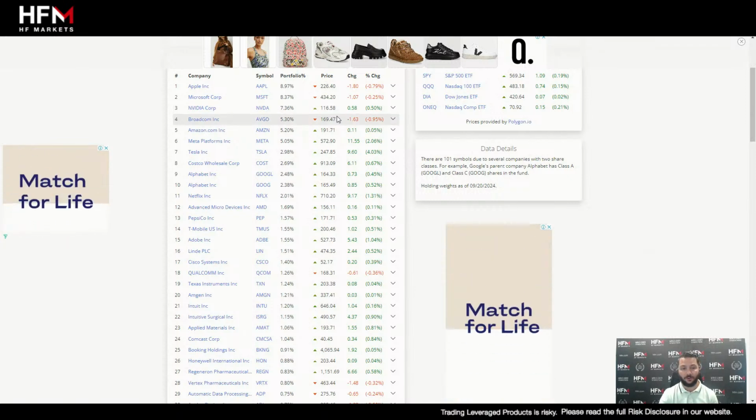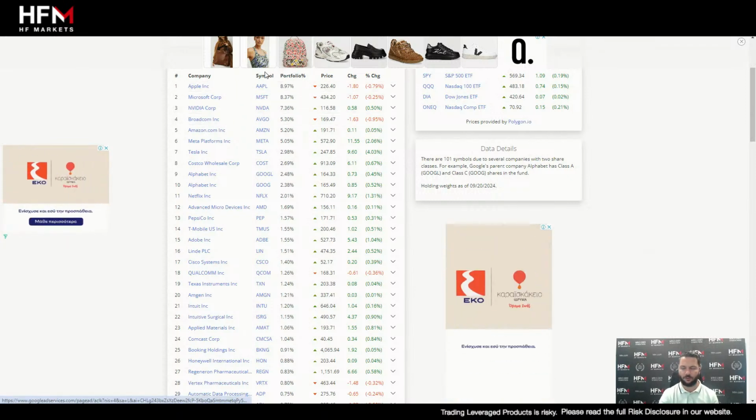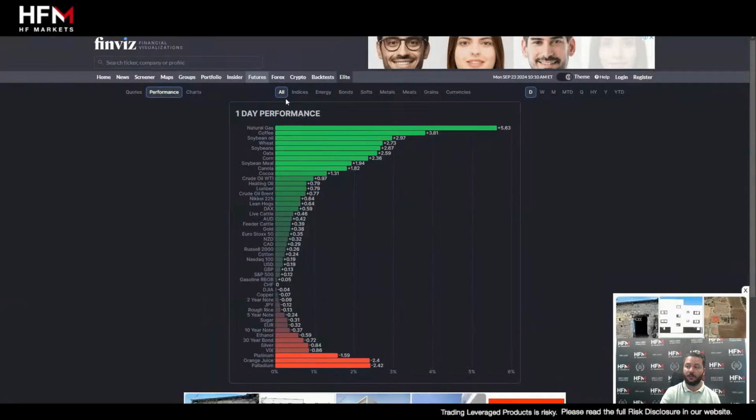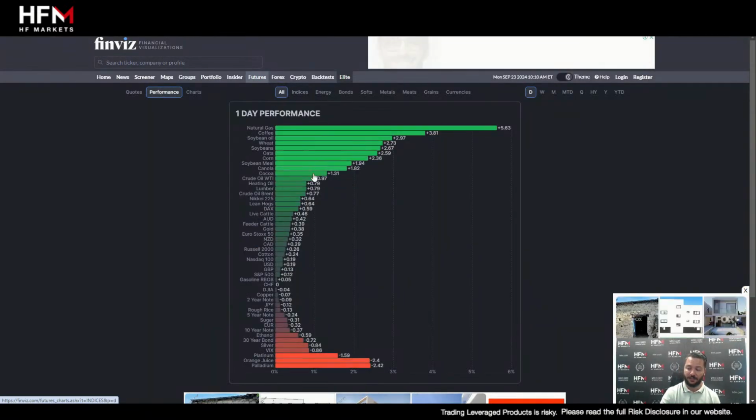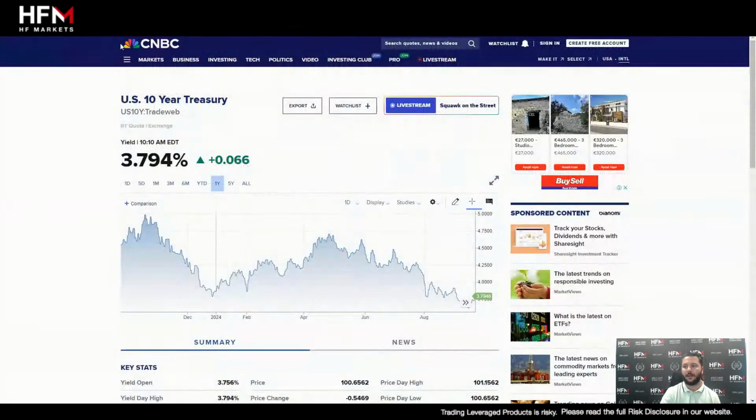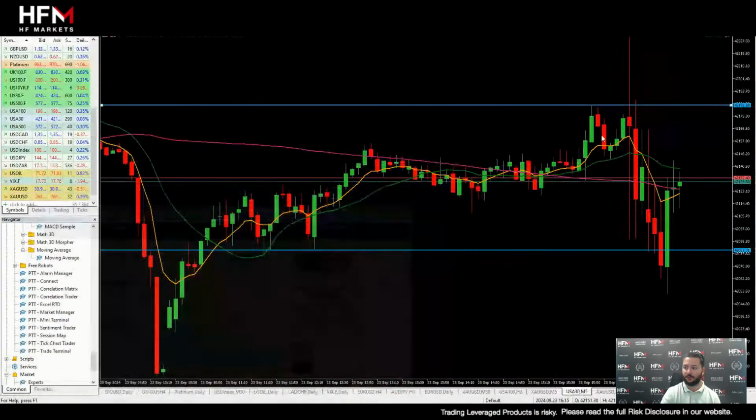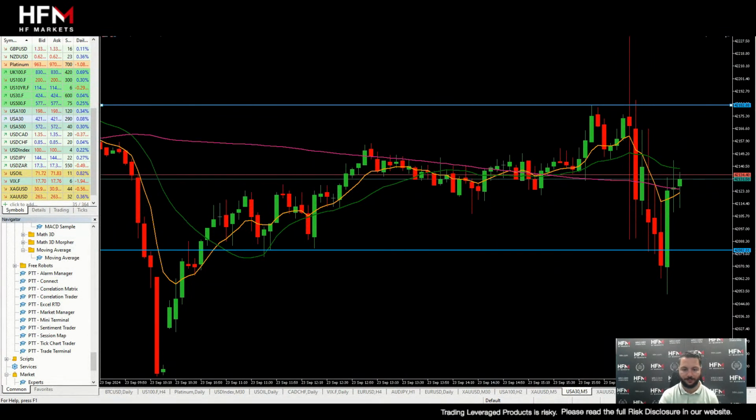So if we're going to trade the stock market, guys, these are three things to look at. The components of the Nasdaq or the S&P 500 or the Dow Jones, whichever you're trading. Then the VIX, which we can see here down at minus 0.86. And also bond yields, which is here. These are three things definitely to take a look at as well.